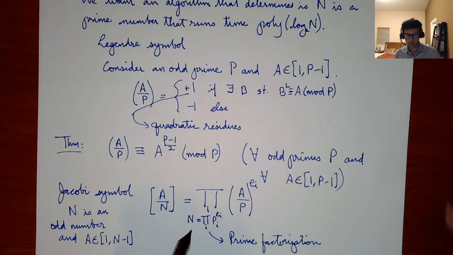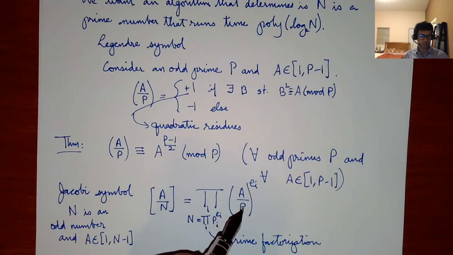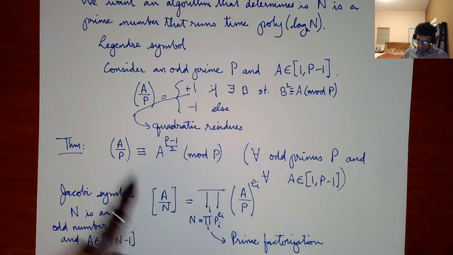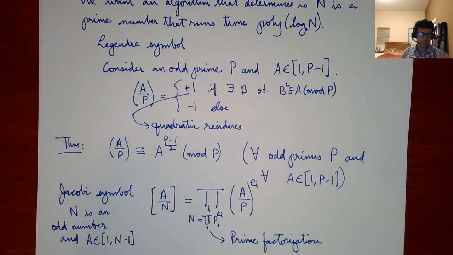So if you take the prime factorization of a number, by the fundamental theorem of number theory, every number can be expressed as a product of prime powers, and you essentially take the corresponding symbol over here. So note that the Legendre symbol is basically plus 1 or minus 1, and therefore the Jacobi symbol is also plus 1 or minus 1. So it's just plus 1 or minus 1.